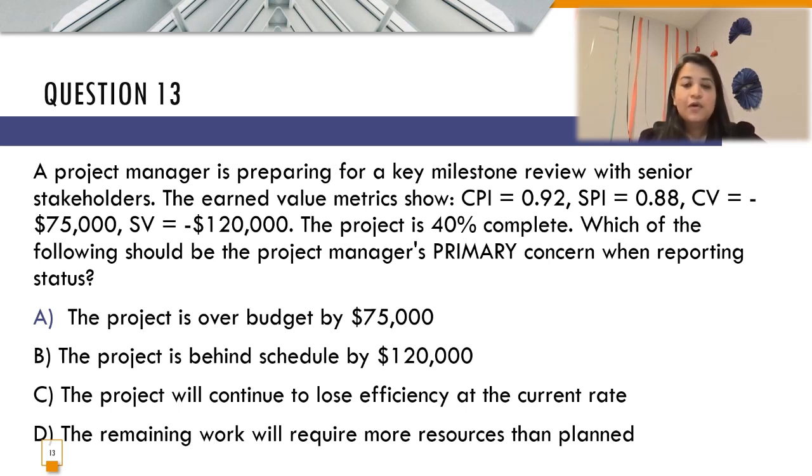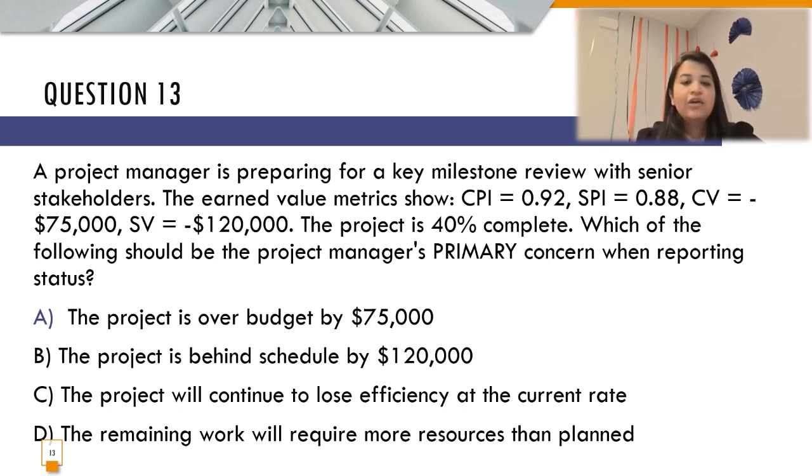So let us dissect the information given in this question. CPI's value is 0.92, which ideally means that higher costs are incurred than planned, because the value of CPI and SPI should always be greater than or equal to 1, but both values are less over here. SPI is 0.88, which means the project is running behind schedule as per the planning.